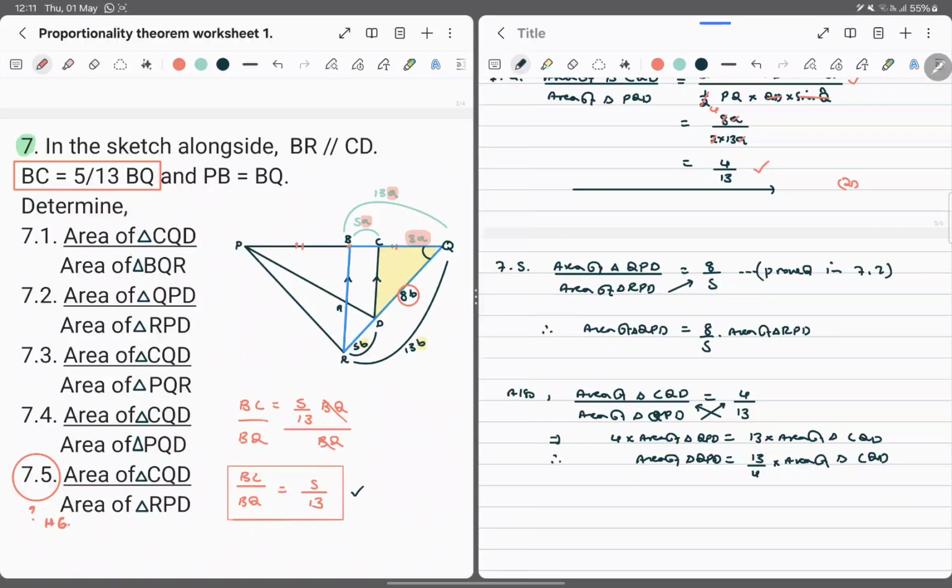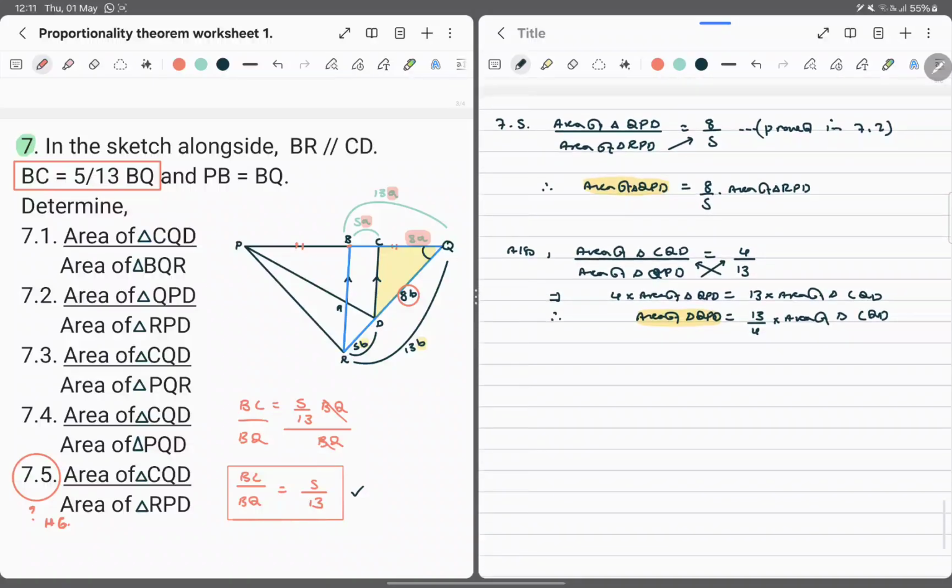Can you see what these two ratios spell out? They spell out area of triangle QPD. Area of triangle QPD. So these two are equal. So it is obvious that this is the case. But now what do we want to be on top of the other? We want CQD to be on top. Right?